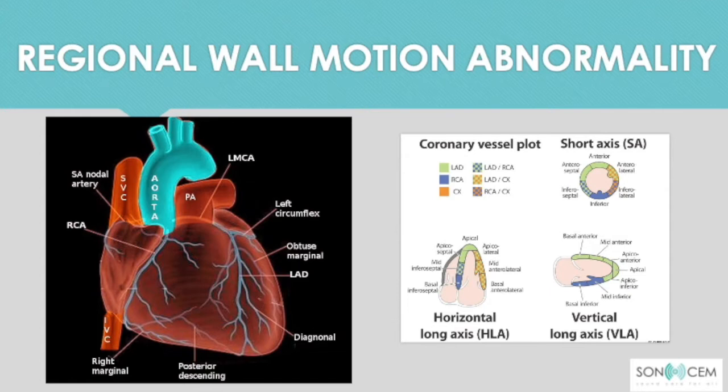We move to regional wall motion abnormality. From the parasternal short axis, apical 4 chamber and apical views, we can assess the RWMA, regional wall motion abnormality. My advice is we train our eyes to see the regional wall motion in parasternal short axis first, then we move to the different views.